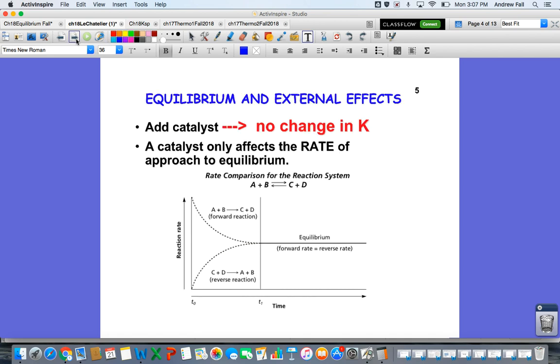Catalysts actually don't impact the equilibrium ratio that you have. So you'll have the same ratio of products to reactants as you would with no catalyst present. All it does is impact how fast you get there.